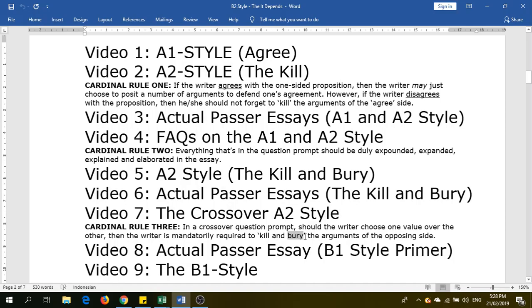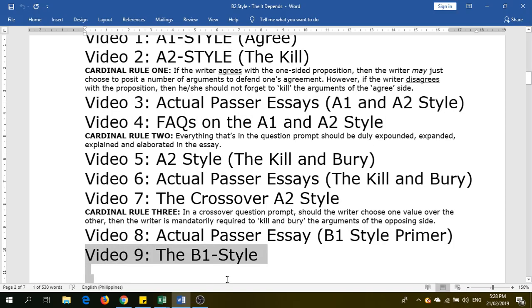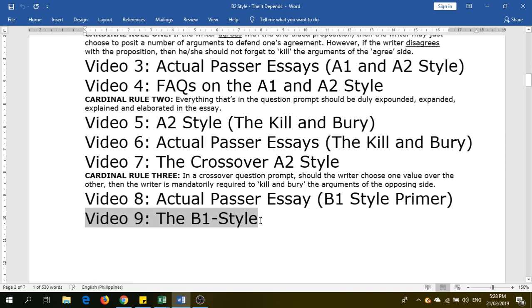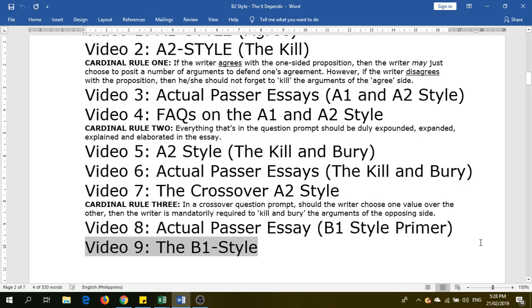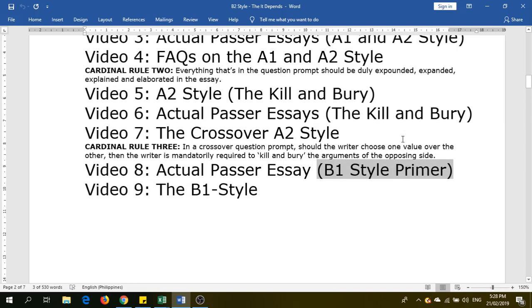By video number 8, we now began talking about the B styles, and instead of talking about the B1 style flat out, for video number 9, I first sampled an actual passer essay written by a student who used the B1 style, which is what we now call the coexist.